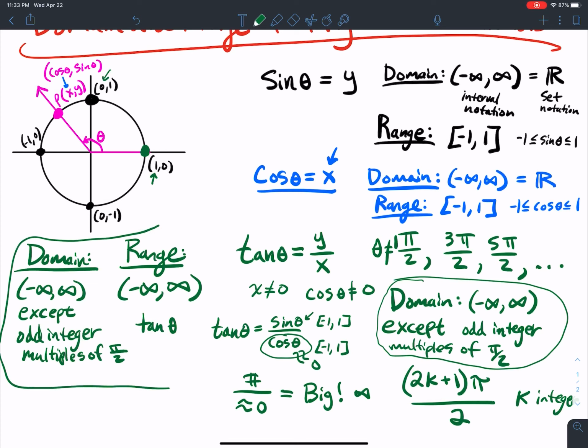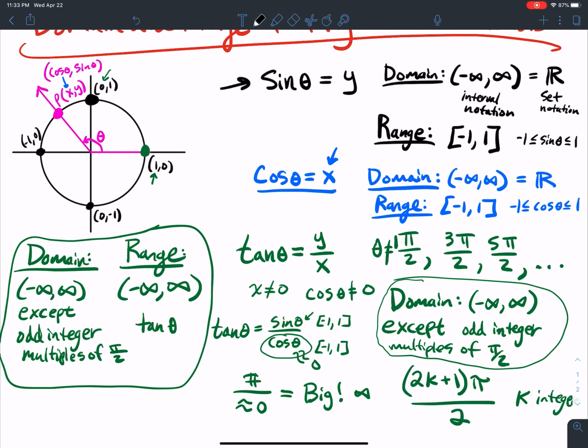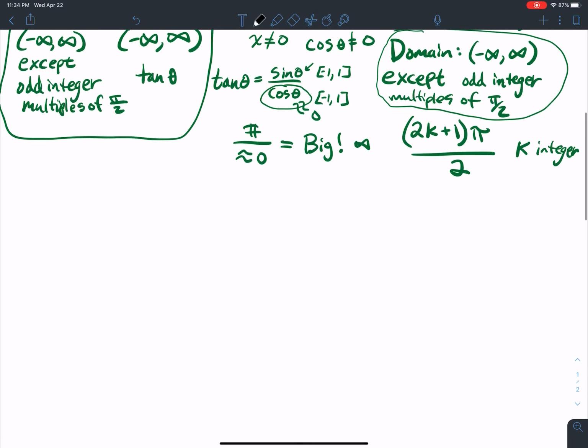So that covers sine, cosine, and tangent. Now, let's do, what do you want to do next? Maybe we can just be consistent. Let's do the reciprocal of sine. So the reciprocal of sine is cosecant theta. Cosecant theta is 1 over y.